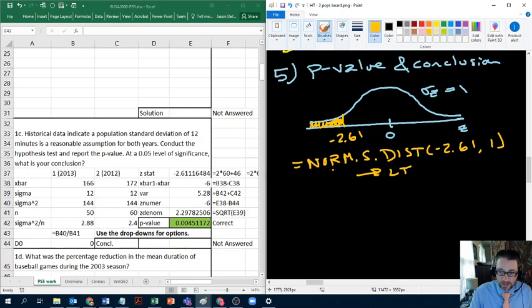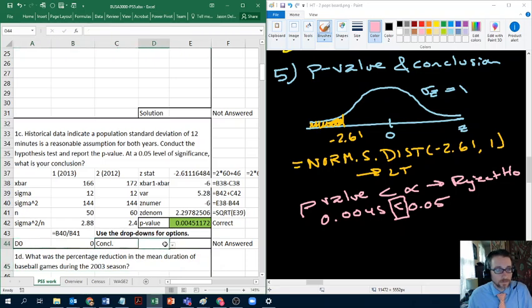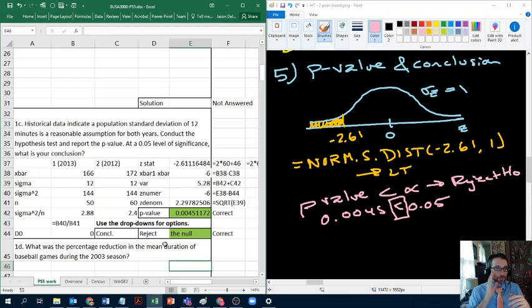Now, to decide whether to reject or fail to reject the null, we need to remember the rejection rule. The rejection rule says that if your p-value is less than alpha, you reject the null. Otherwise, you fail to reject the null. So our p-value is 0.0045. Our alpha, we said, was 0.05. And our p-value is indeed less than that. So we are going to reject the null. All right, that's correct.